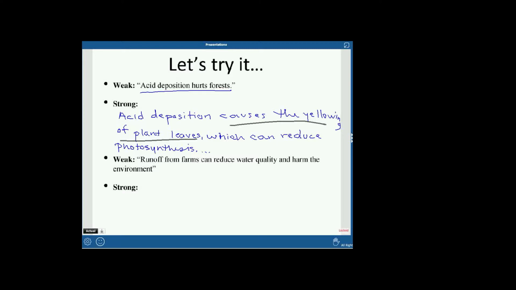So let's try this next one. Runoff from farms can reduce water quality and harm the environment. When I see a question like this, I think how? How can it reduce water quality? How is that going to harm the environment? So how can runoff reduce water quality? What are some things that we've learned, even just this far, that can cause runoff to reduce water quality?